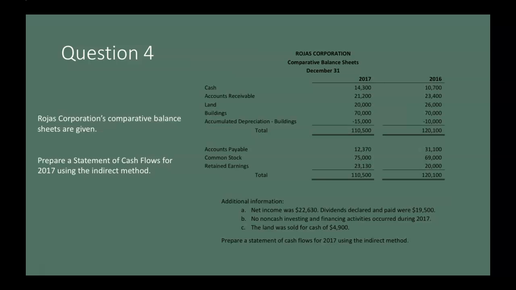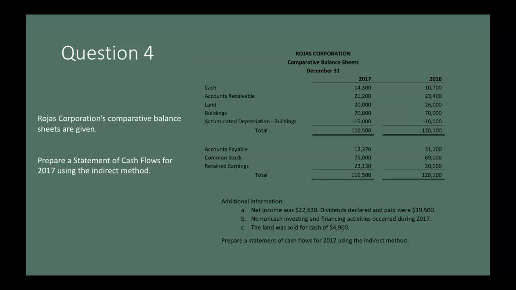Now question number 4 says Rojas Corporation's comparative balance sheets are given. We need to prepare a statement of cash flows using the indirect method. So we have our comparative balance sheets here, and we can see that cash obviously changed, accounts receivable, there was a change, land, there was a change, right? So we can go year to year and figure out how accounts increased and decreased.